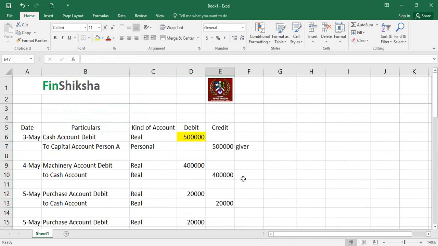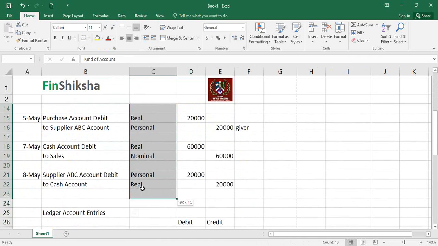We'll try a few more examples in subsequent videos, and I would urge that you also try some of these examples on your own. The trick is to understand what is getting debited and credited, and it will come automatically if you can classify what kind of account each of these accounts is.